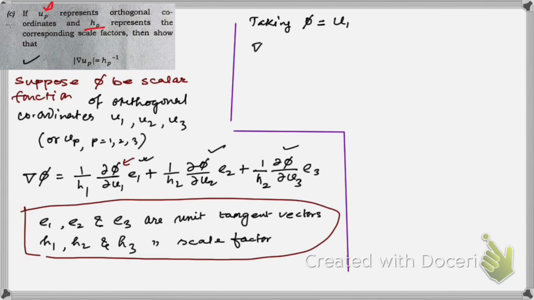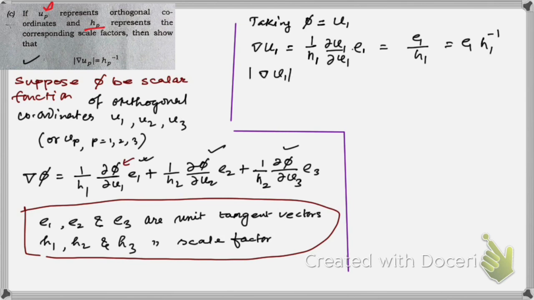Then you will get grad u1 equal to 1 by h1 into del u1 by del u1, that's going to be equal to 1, and e1, which is equal to e1 by h1, right? So we're going to get that, which can be written as e1 h1 to the power minus 1. So if you take the mod of this, then you have to write mod of e1 then h1 inverse. So it is a scale factor, so just write h1 to the power minus 1.